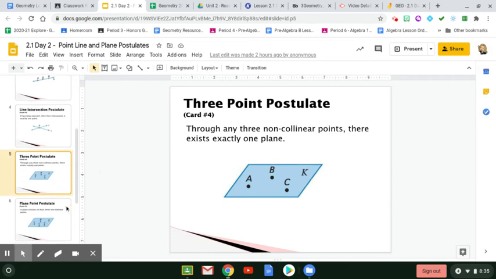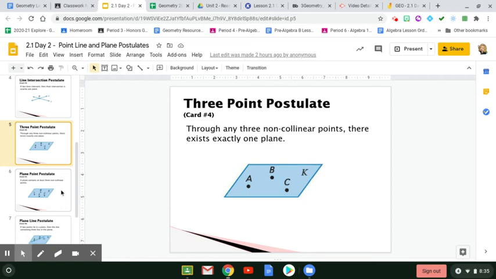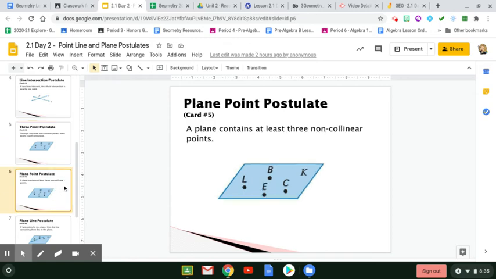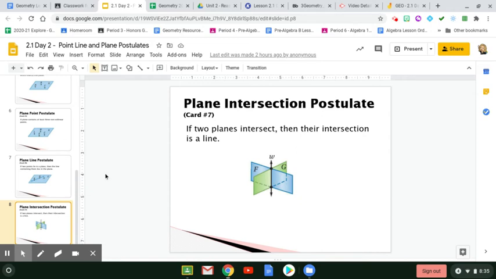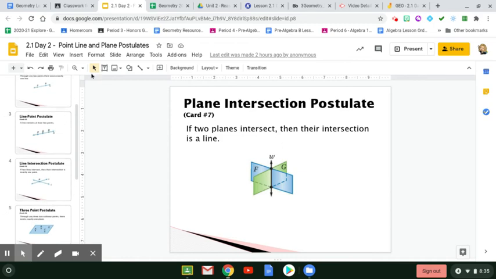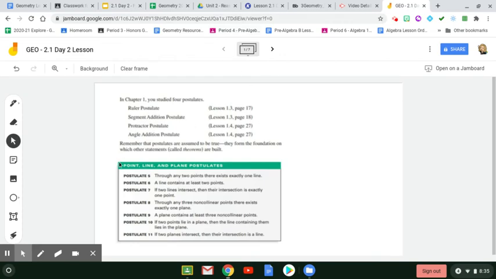I just think this really is helpful for you to visually see what's going on. Plane point postulate: a plane contains at least three non-collinear points. Plane line postulate: if 2 points lie in a plane, then the line containing them lies in the plane. Plane intersection postulate: if two planes intersect, then their intersection is a line. Remember, I showed you that with note cards. Those are all the postulates I would be talking about, but I want you to realize that they exist visually as well, and we've talked about most of them.